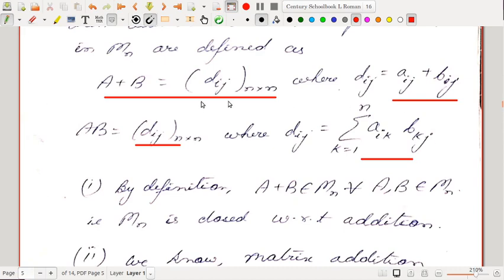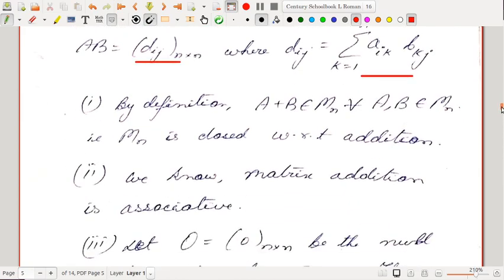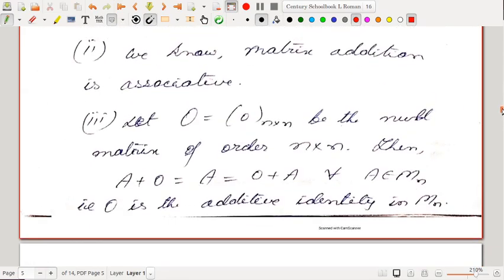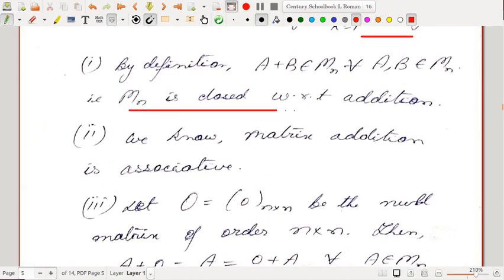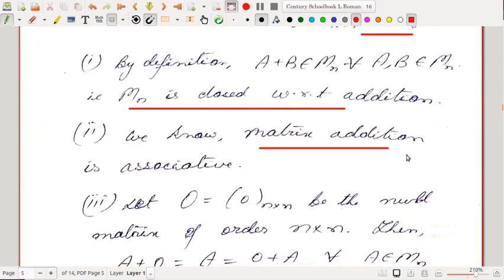By definition, the sum and product of two n by n matrices is an n by n matrix, so there is no problem with the closure property. We can write by definition A plus B belongs to Mn for every A, B in Mn. So Mn is closed with respect to addition. We know matrix addition is associative. These are just simple properties.